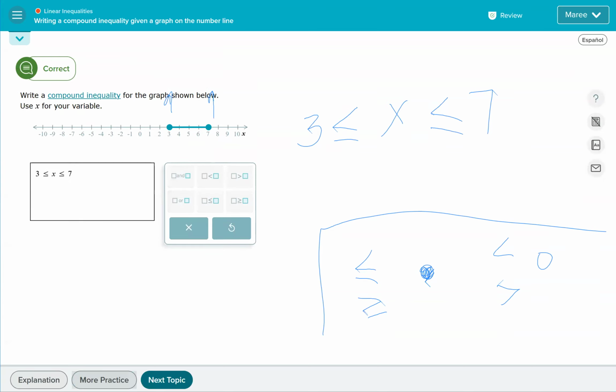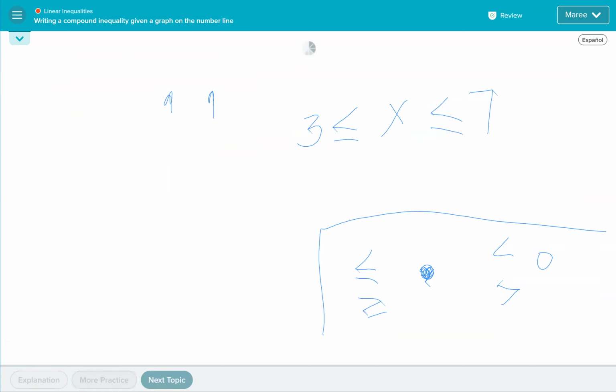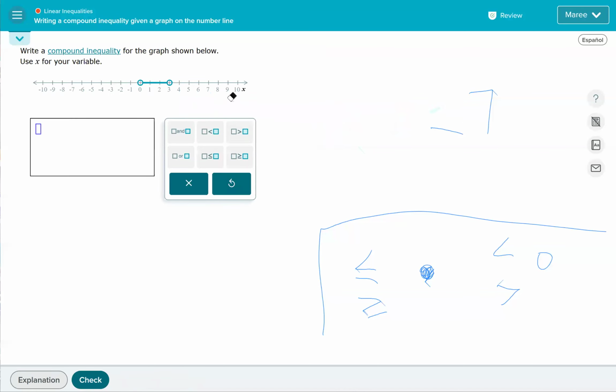We should do another one, just for a little more practice. I might have gone too fast. Okay, so together again, we have less than, X in the middle. The two numbers are 0 and 3. Because they're open circles, we are just going to do the less than symbol. We're not going to do the or equal to.